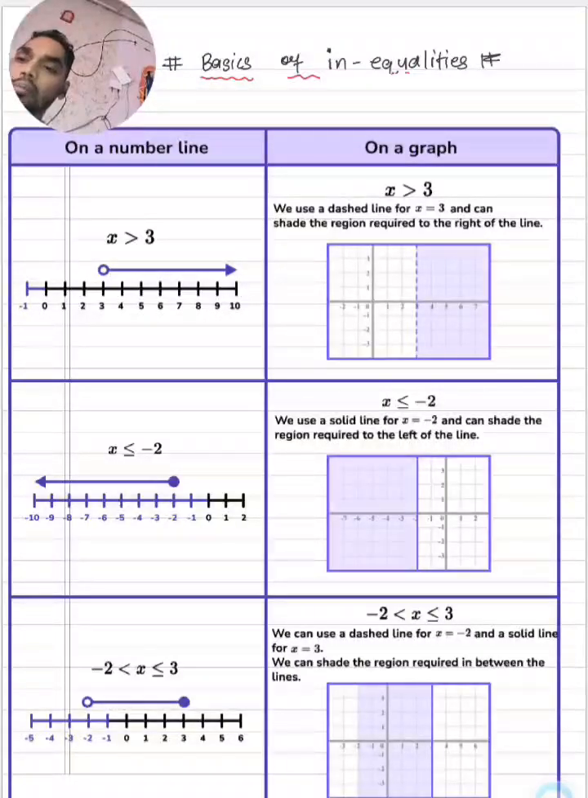Okay, so real numbers are there. Since we need to include -2, we make a solid circle, and all the values which are less than -2 will come on the left-hand side of the real line. That's why we need to make an arrow like this. Okay, suppose the question comes that we need to take integers.